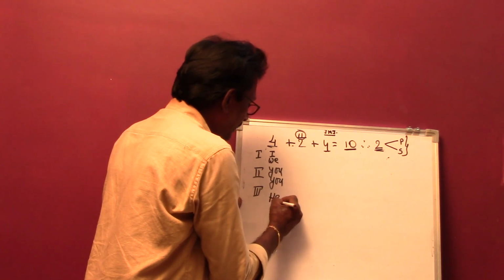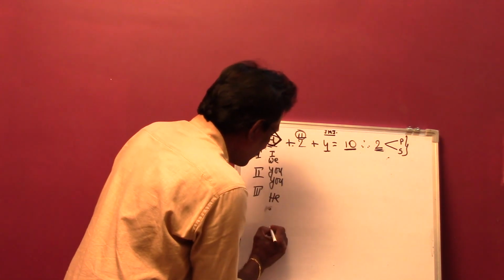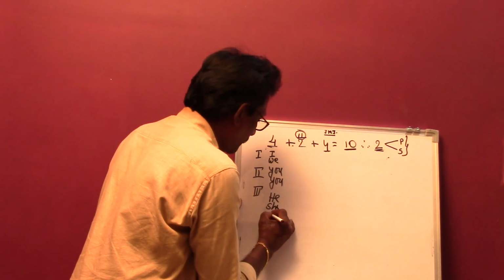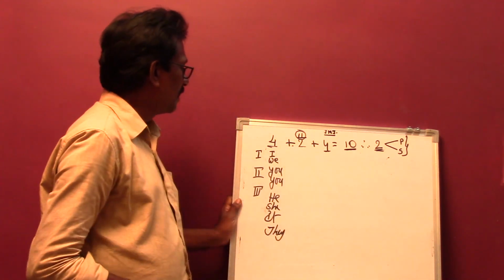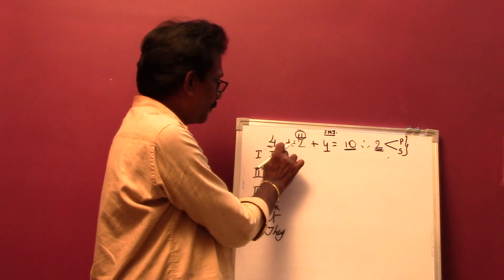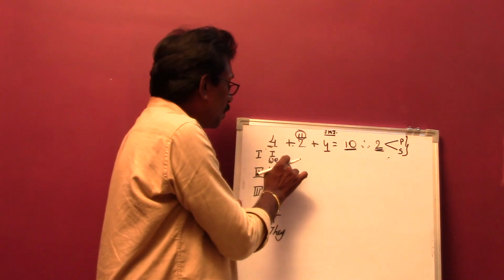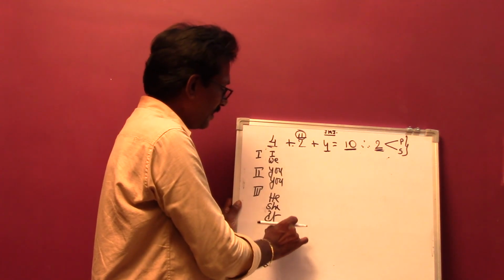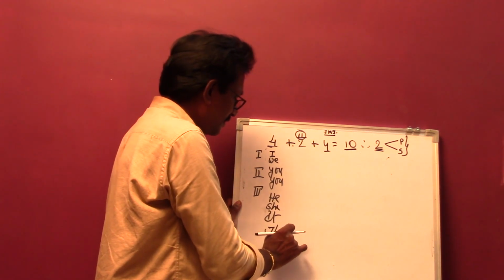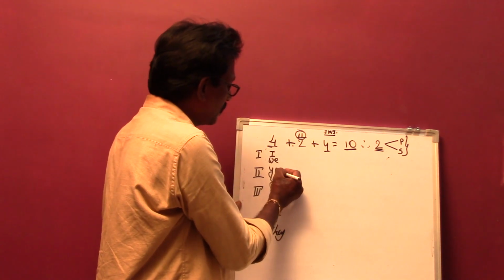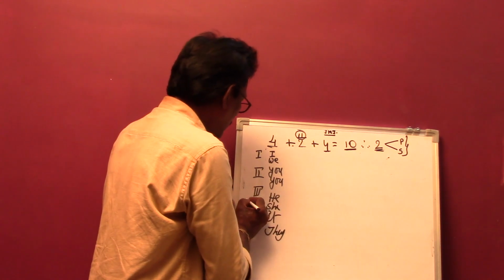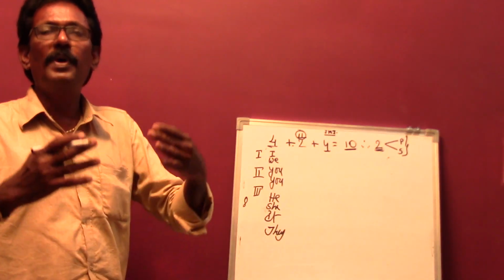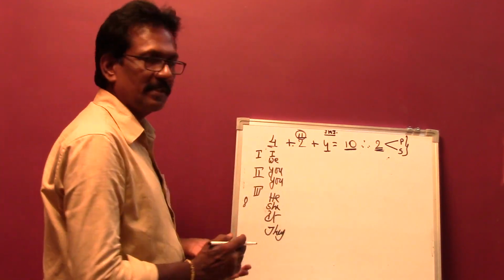Third person, he, they, she, they, it, they. First person singular I, plural we. Second person singular you, plural you. Third person singular he, plural they. She, they, it, they. All together 1, 2, 3, 4, 5, 6, 7, 8. 8 pronouns are there. These are only the 3 persons in the world. Nobody else in this world except these 3 persons.